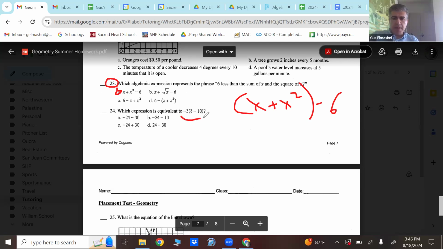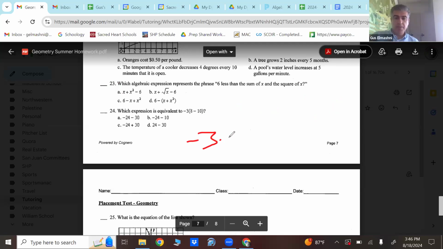Here, if you use PEMDAS, what's the first operation we should do? Negative 3 times 8? Or let's look on the inside. What's on the inside? 8 minus 10, which is -2. Right. And so you get 6 in this case. That's kind of lame, the way they did it there. But yeah, I go with C. If you could distribute, I guess, you still get -24 plus 30.